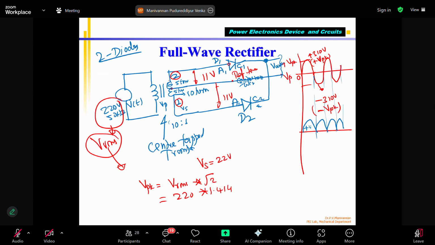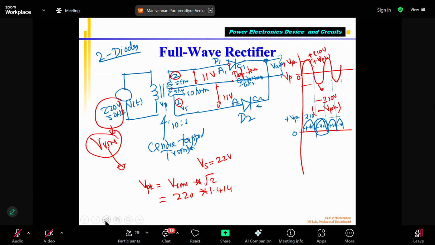This is positive half cycle. This is negative half cycle. This is positive half cycle. This is negative half cycle. Please note that this is 0 volts. This goes to positive V peak. Correct? So same V peak. What will be the value? Plus 310 volts. Please see that using this full wave rectifier, I am getting the negative half cycle also. It also comes as a DC voltage.